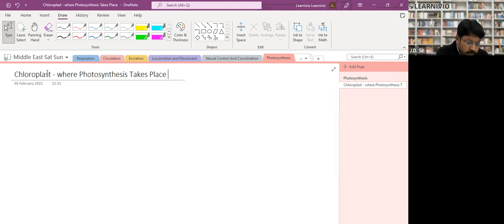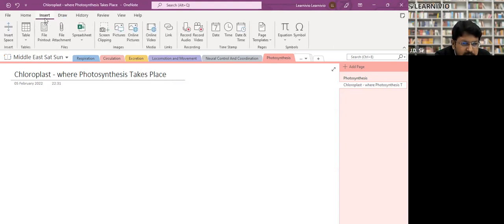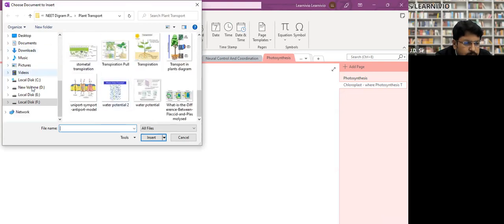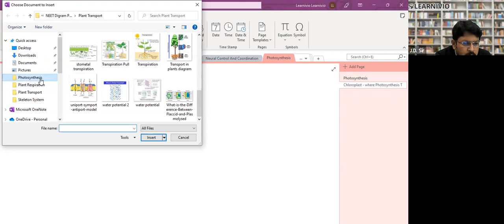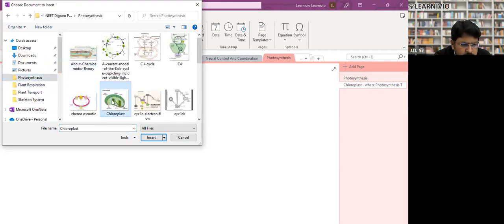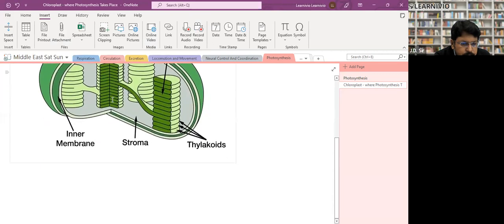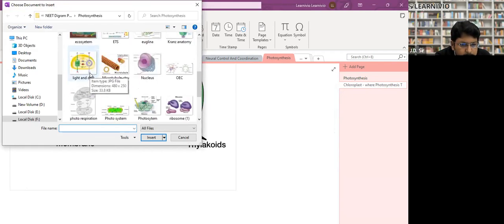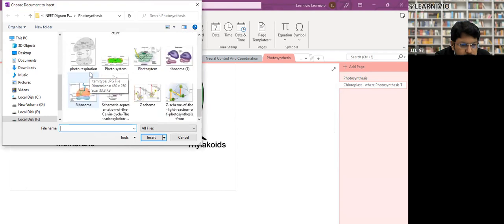So start noting down. And before noting down, I want to make you understand where photosynthesis actually takes place in chloroplast. What is the appressed part? What is the non-appressed part? This is one diagram. Let me add on.